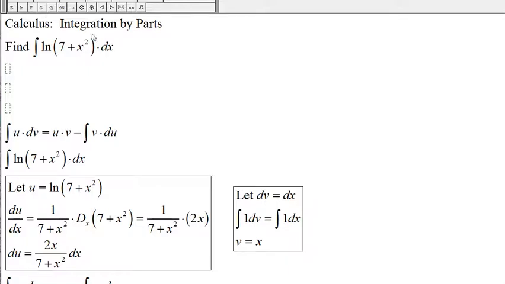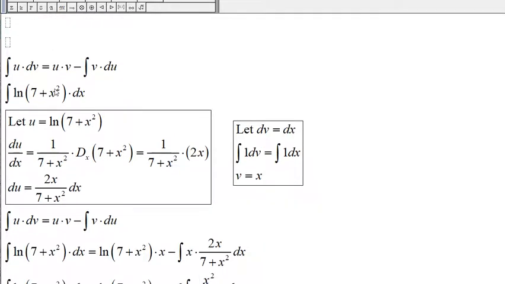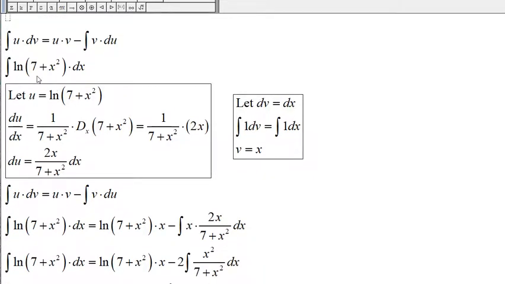Here we want to use integration by parts to find the integral of the natural log of 7 plus x squared. So we choose to let u be the natural log of 7 plus x squared, and then the rest, which is dx, will be dv.